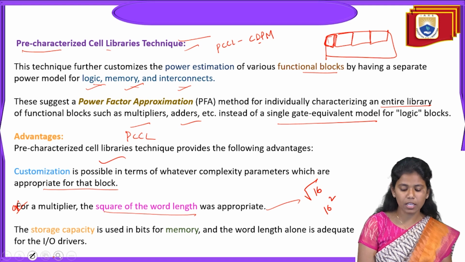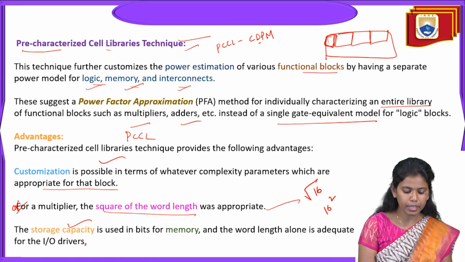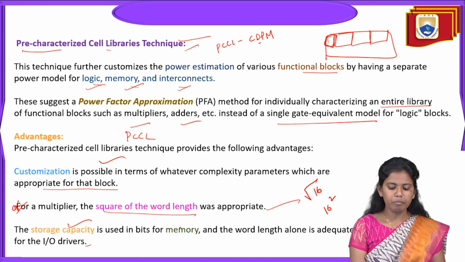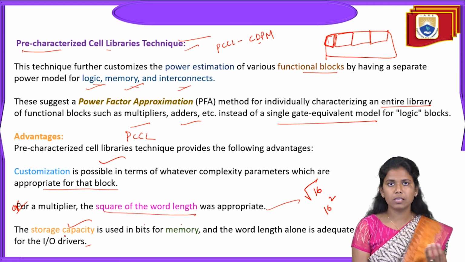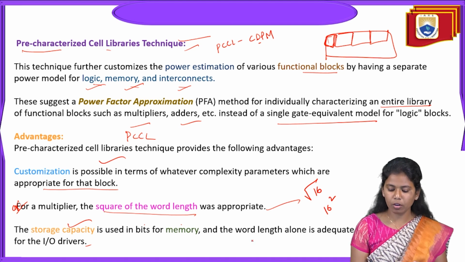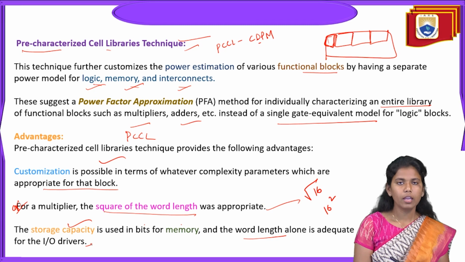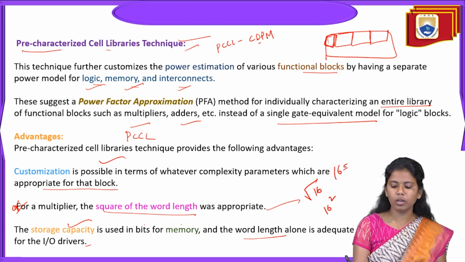And the storage capacity is measured in bits for memory, and the word length alone is adequate for input-output drivers. So for memory storage we use bits, and for input-output drivers we go with the word, that is 16-bit input-output drivers. Whereas for memory, we take it in terms of bits.